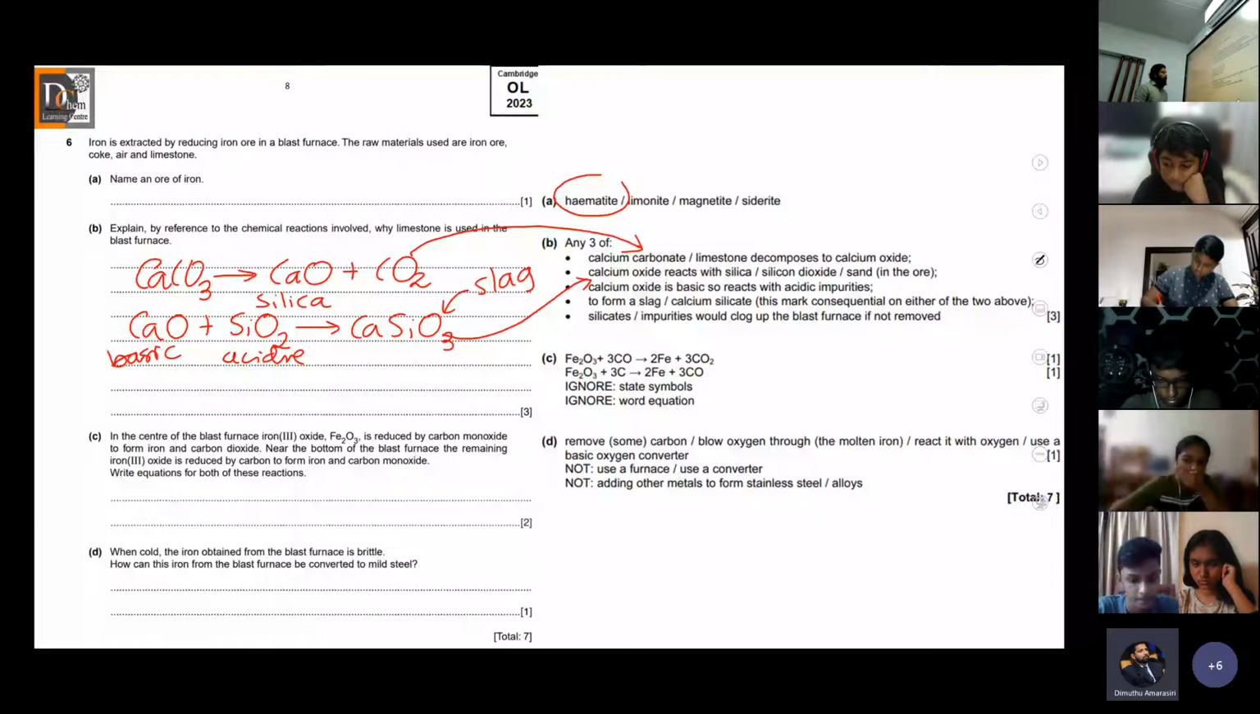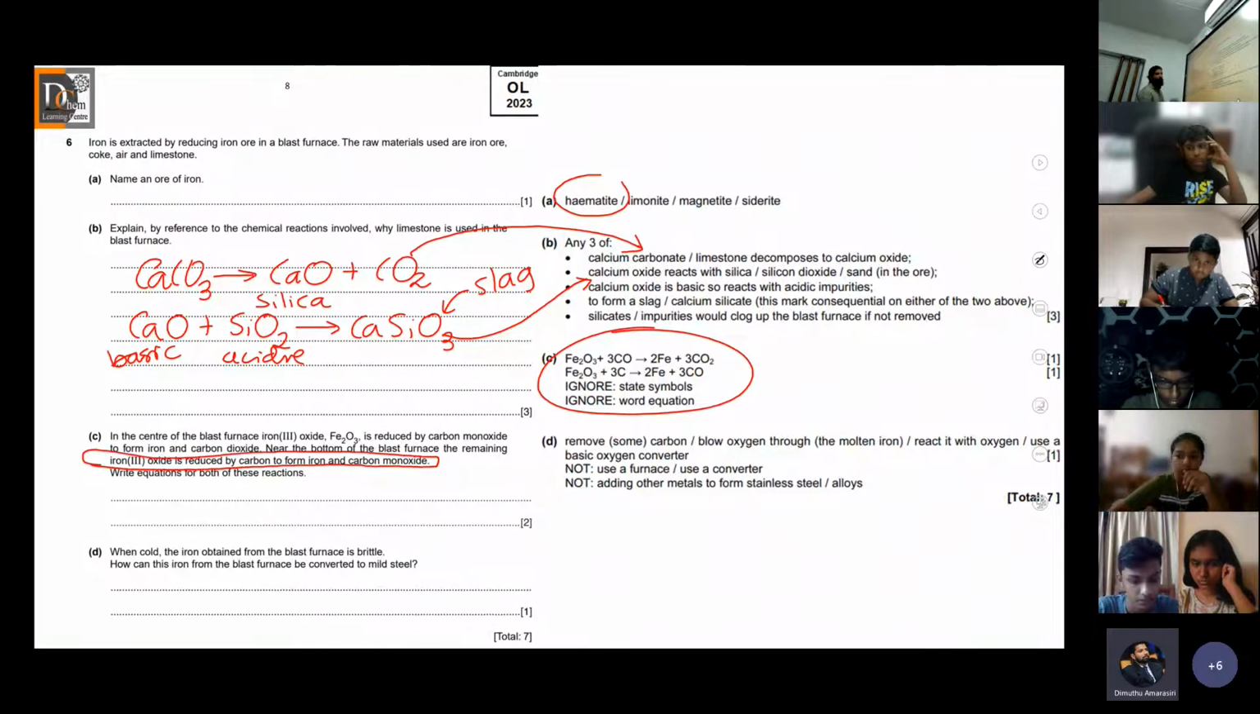There is no difference. In the center of the blast furnace, iron oxide is reduced by carbon monoxide. So basically they have asked our 2 reactions, haven't they, right? So they ask iron oxide is reduced by carbon to form iron and carbon dioxide. They are asking a new one, right? Write both the equations. This is our normal equation. The other equation is just basically displacement of iron from carbon. And they have given information. This is AO2. This is AO2. Why?